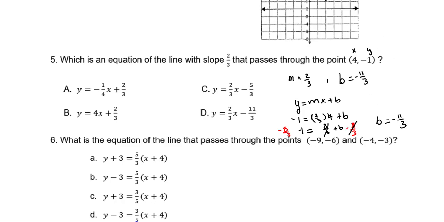So now I can go ahead and write my slope-intercept form. So y equals slope times your x plus my y-intercept. It's going to be d.